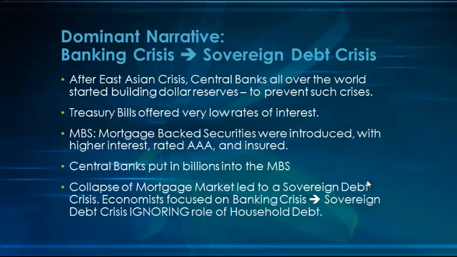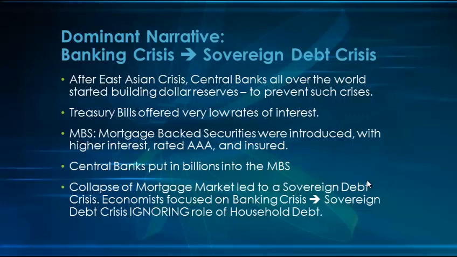So the dominant narrative today is that there was a banking crisis which led to a sovereign debt crisis, and this happened because after the East Asian crisis, the East Asian countries, Thailand, Indonesia, Malaysia, Singapore, they all had huge amounts of foreign investment, and this foreign money was suddenly withdrawn like a vacuum. So they had huge liabilities in foreign exchange which they could not fulfill. Learning this lesson, central banks all over the world started building up their foreign dollar reserves.